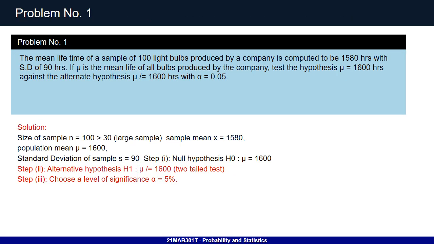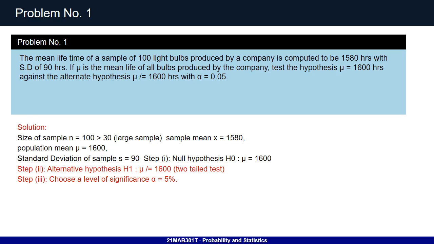Now we move on to the problems. Our first problem is that the mean lifetime of a sample of 100 light bulbs produced by a company is 1580 hours with a standard deviation of 90 hours. Test the hypothesis that the population mean mu is equal to 1600 hours against the alternative that mu is not equal to 1600 hours at alpha equal to 0.05.